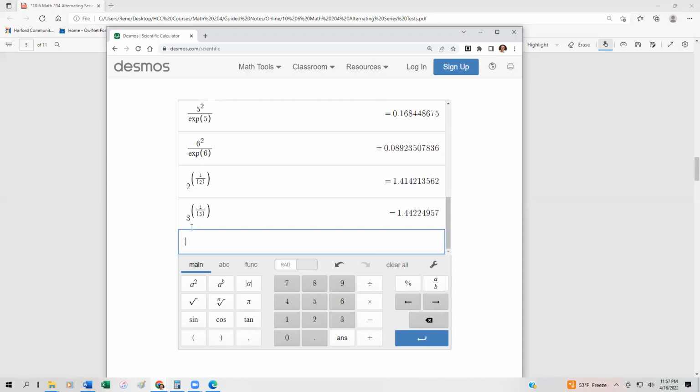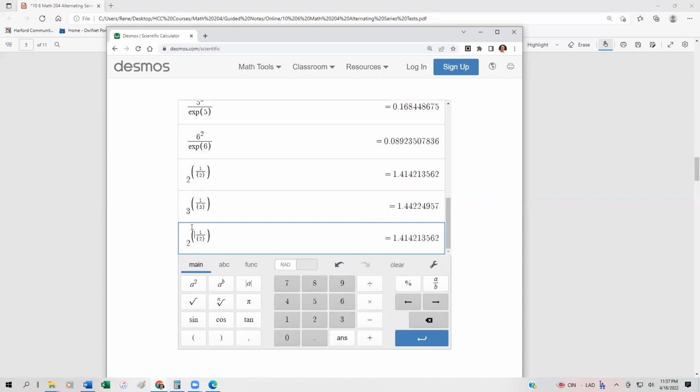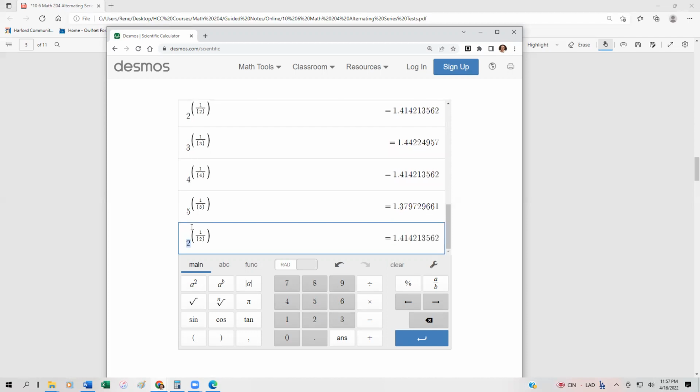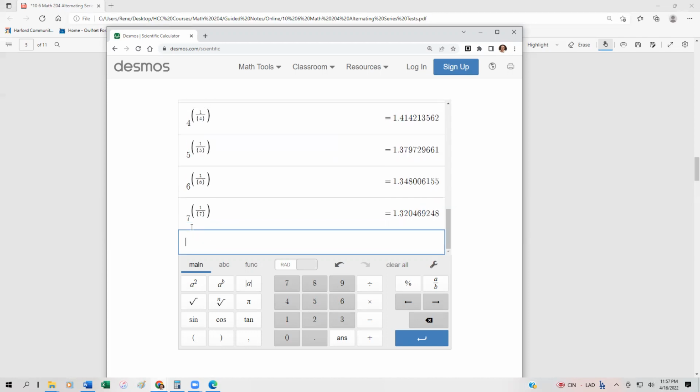All right, and that gives us a little bit bigger value. But remember, it's okay for like 1. But let's see if it goes back down. So it looks like it goes back down for that one. Let's try 5. All right, and that one goes back down. Let's do 6. All right, that one goes down. Let's try 7. All right, and that one goes down.